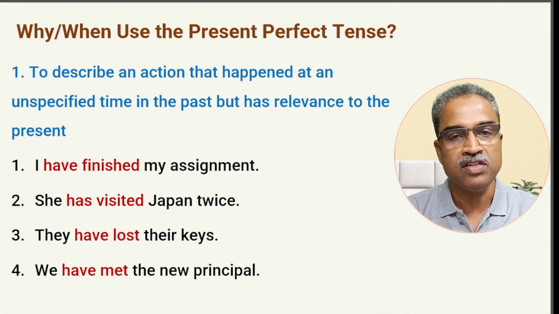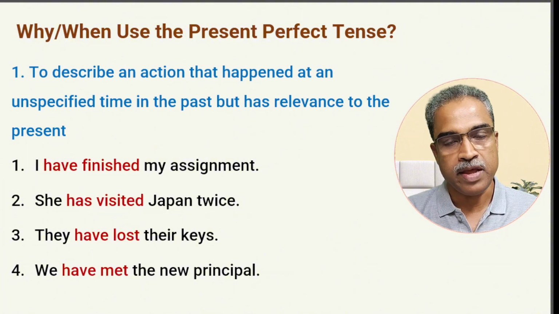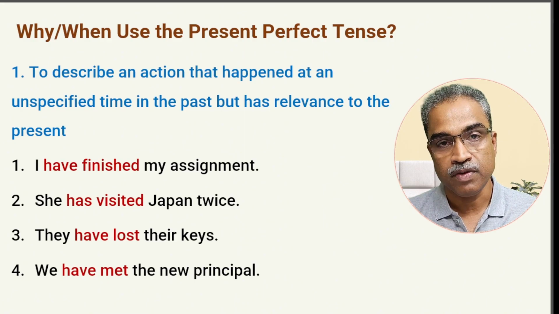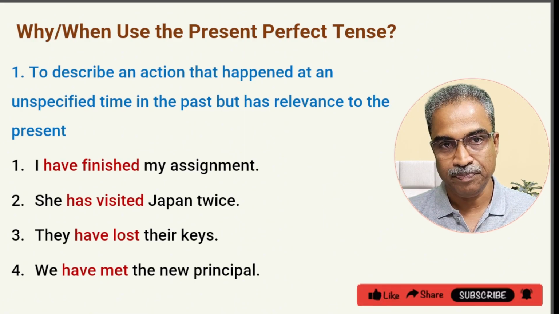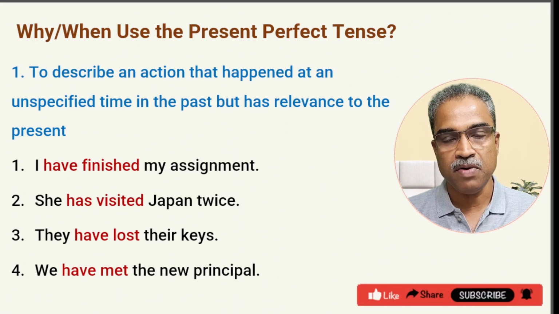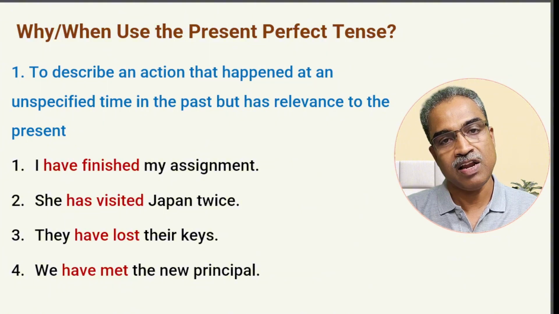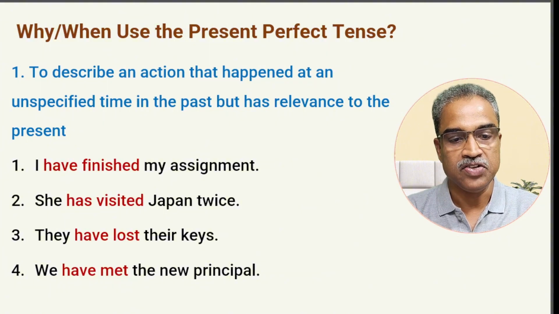Next, she has visited Japan twice. Now, she may have visited last year or 2 years ago, or maybe just recently. But now we are speaking about visiting Japan and about her. So we have some relevance to the present. Her act of visiting Japan is relevant even today. So we say she has visited Japan twice.